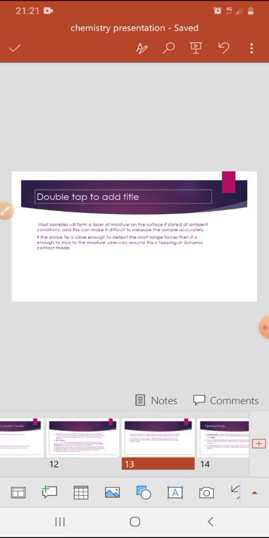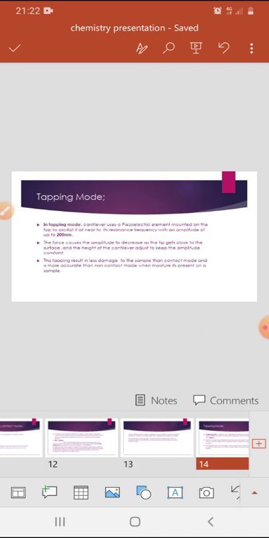Most samples will form a layer of moisture on the surface if stored at ambient condition, and this can make it difficult to measure the sample accurately. If the probe tip is close enough to detect the short range forces, then it is enough to stick in the moisture. One way around this is tapping or dynamic contact mode.